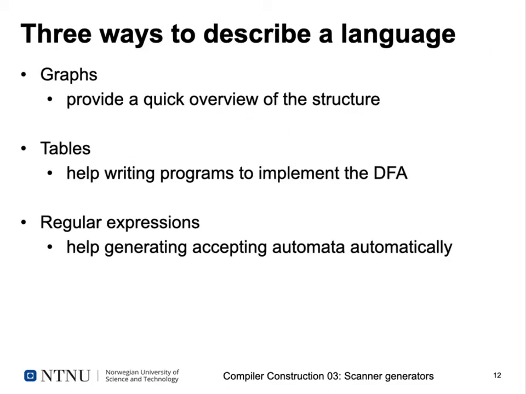So we've seen we have 3 ways to describe a language now. The first one is using these graphs for DFAs we've seen before. These graphs provide a very quick overview of the structure of a language. To make it easier for computers, you can use tables for our delta function. These tables help to write programs and make it easy to change them to implement your DFA. And you can use regular expressions, and these can help generate the accepting automata for a language automatically without having to write the tables manually.